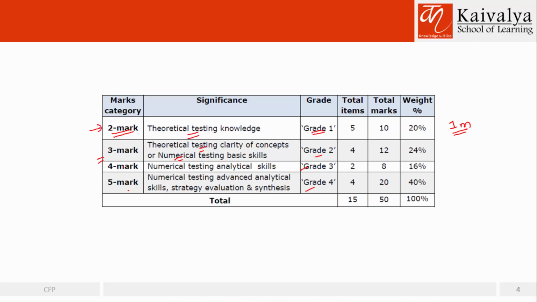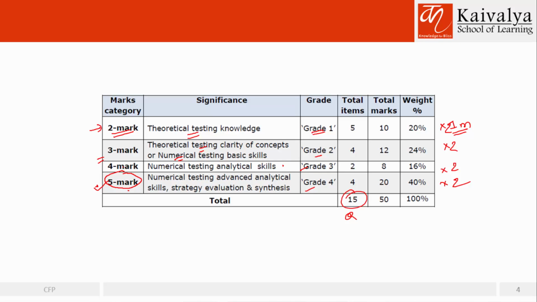Now 4 marker is numerical definitely, and 5 marker, this is something very interesting to handle. So most of the students literally struggle in 5 marker questions. Now understand the weightage. This is for 1 case study, 15 questions. So 1 case study, everything has to be multiplied with 2 when you go to your exams. You'll be having 2 case studies.